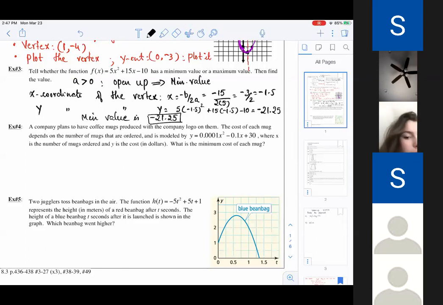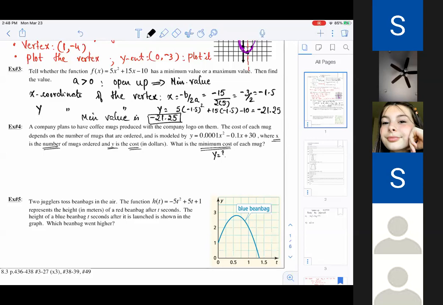Okay, did you guys read the problem? These word problems, if you read carefully, have some keywords, and I want you to underline them. A company plans to have coffee mugs produced with the company logo on them. The cost of each mug depends on the number of mugs that are ordered and is modeled by this quadratic equation, where x is the number of mugs and y is the cost. What is the minimum cost? That means we are asked to find what, x or y? Y, that's correct.